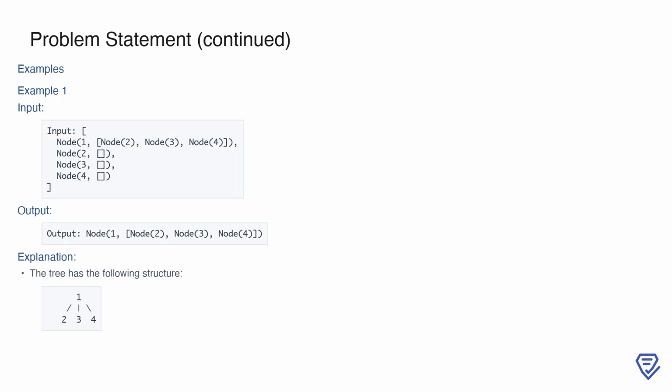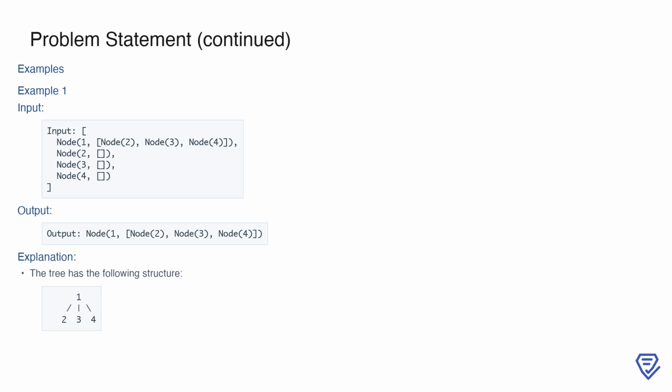Suppose the input is an array of nodes like this: node 1, node 2, node 3, node 4, node 2, node 3, and node 4. The output should be node 1, with children 2, 3, 4, which is the root node of the tree. The structure of the tree can be visualized as a single parent node, 1, with 3 children, 2, 3, and 4. From this, it's evident that the root node is the one that does not appear as a child under any other node.